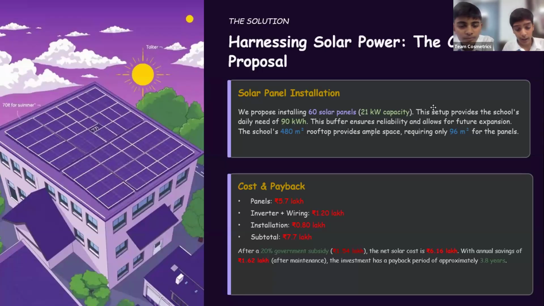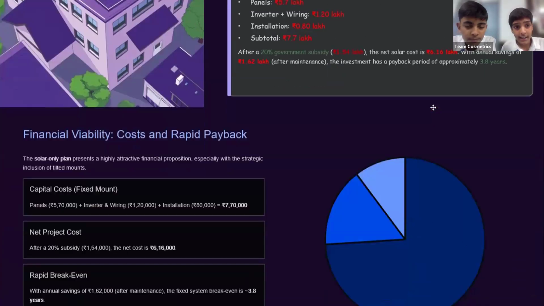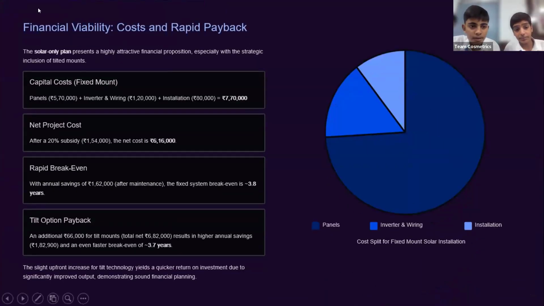Now, the total cost, adding the inverter and wiring cost and installation cost, will be 7,70,000. As the government subsidy is 20%, the subsidy value will be 1,54,000. Now, on subtracting the subsidy, the value will be 6,16,000. The investment has a payback period of approximately 3.8 years. Now, for the next slide, here comes Srijit again.